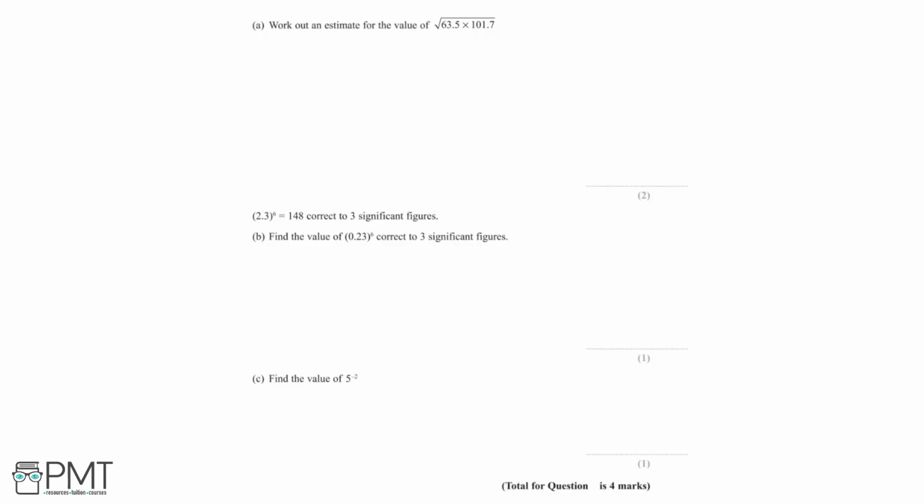In part A, we need to work out an estimate for the value of the square root of 63.5 multiplied by 101.7. Now when we're asked to work out an estimate, it's always a good idea to round to two significant figures. So we can round both of our numbers to two significant figures. 63.5 to two significant figures is equal to 64, and 101.7 rounded to two significant figures is equal to 100. And so we can rewrite this as the square root of 64 multiplied by 100.